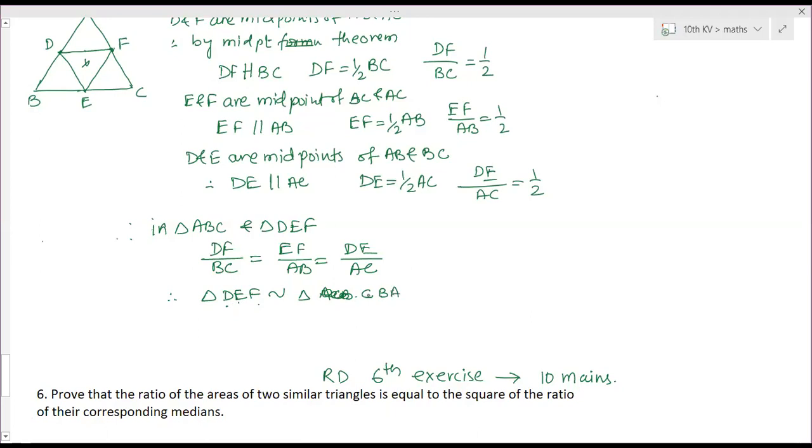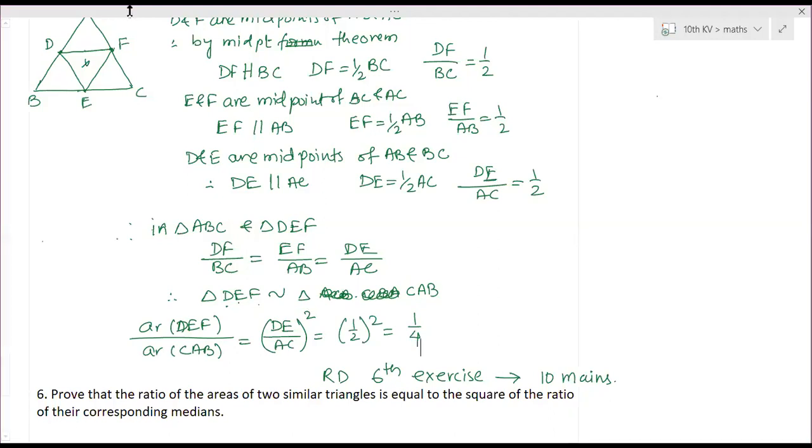DE and AC. DE is AC, so C, A should come. EF is equal to AB. Now it is okay. It's CAB triangle. And therefore, area of these two triangles is area of DEF by area of CAB is equal to DE by AC whole square. So what is DE by AC? 1 by 2. So 1 by 2 square, that is equal to 1:4.